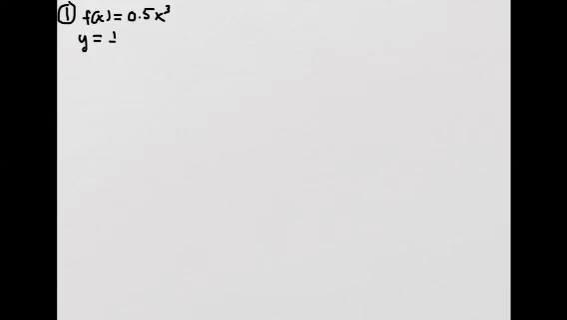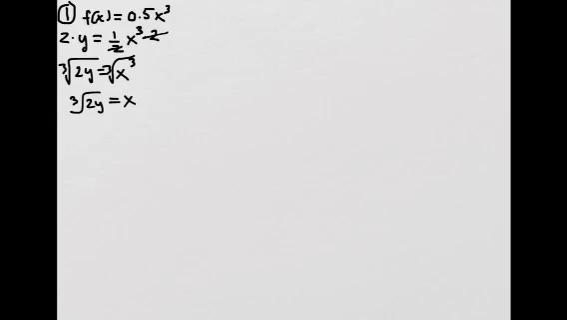0.5 I'm going to write as half. So then I'm going to solve for x. So I'm going to multiply both sides by 2. So the 2 times the 1/2 cancels. And then now I have 2y equals x cubed. So now I take the cube root of both sides. And so now I have cube root of 2y equals x.